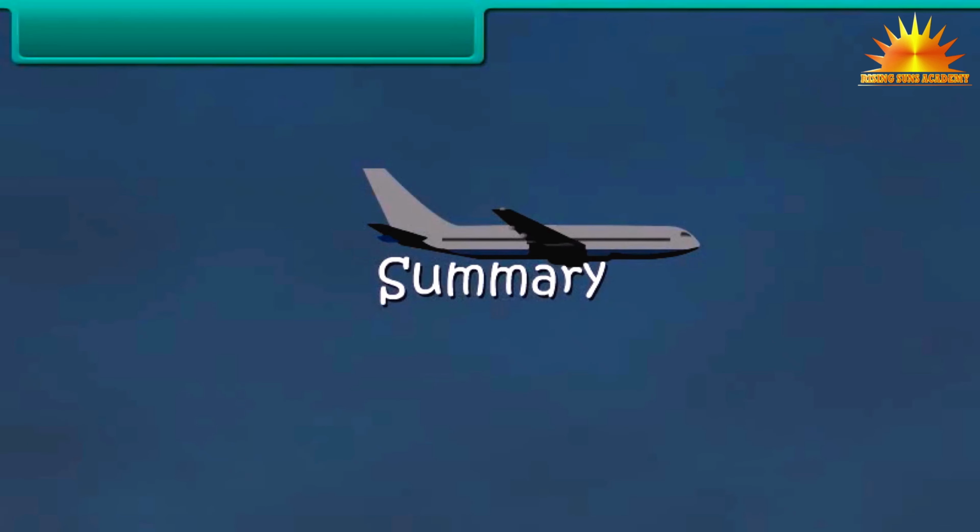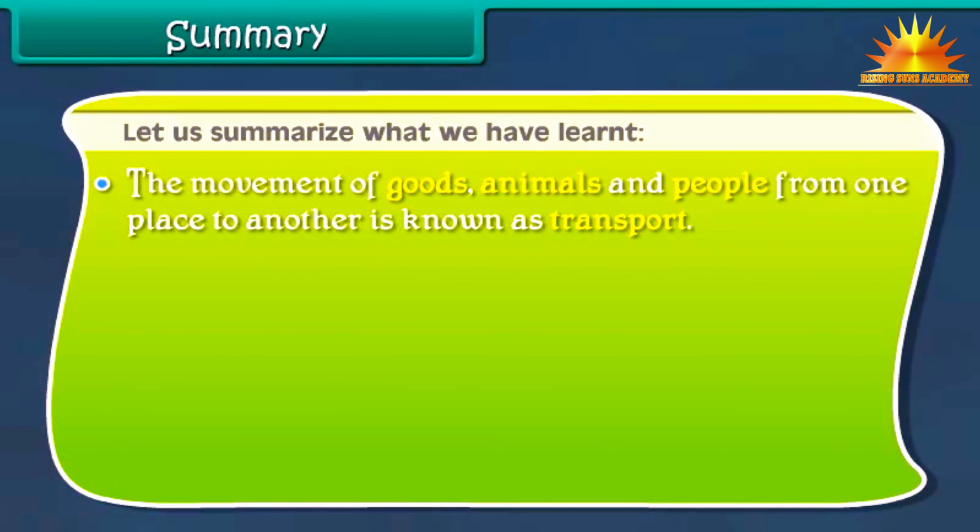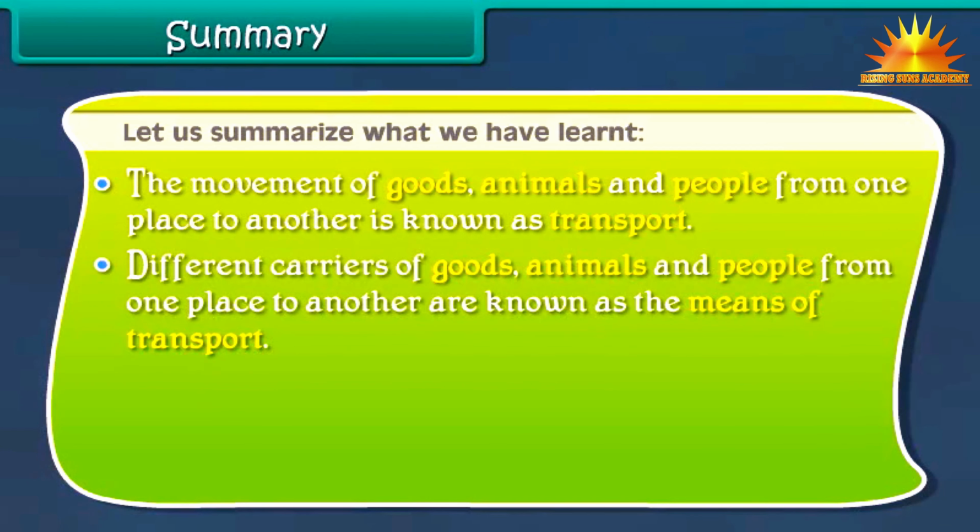Summary. Let us summarize what we have learned. The movement of goods, animals, and people from one place to another is known as transport. Different carriers of goods, animals, and people from one place to another are known as the means of transport.